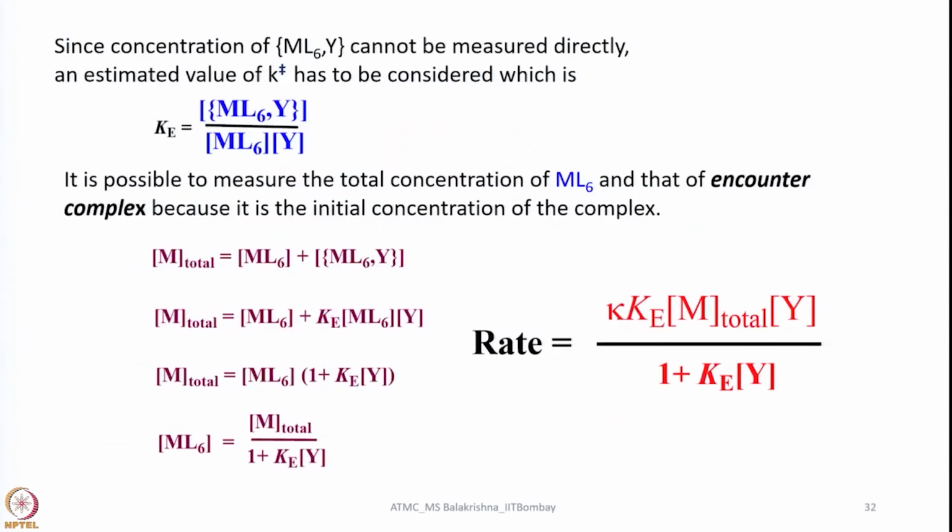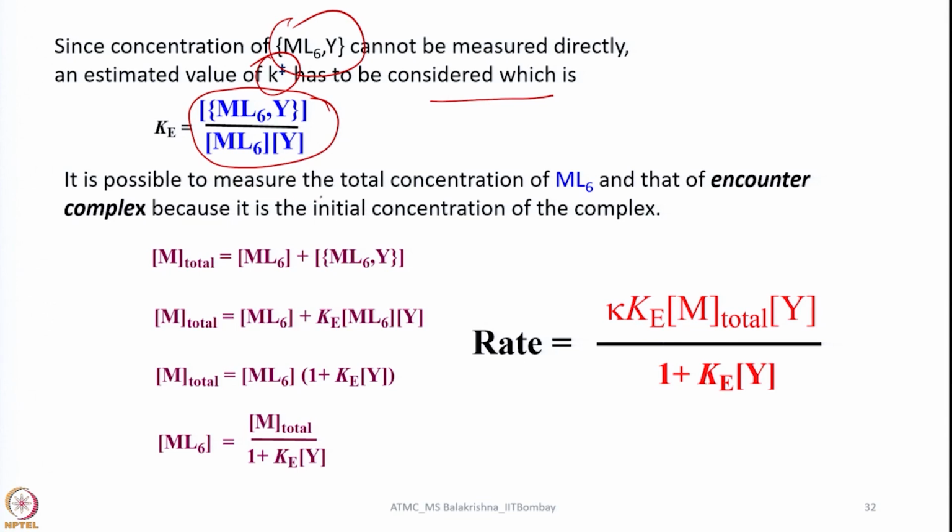Okay. Since the concentration of the encounter complex cannot be measured directly because the pre-equilibrium is a much faster one, an estimated value of K hash has to be considered, which is given by this equation here. This is the concentration of the encounter complex to the concentration of the substrate molecule and the concentration of the entering ligand Y.